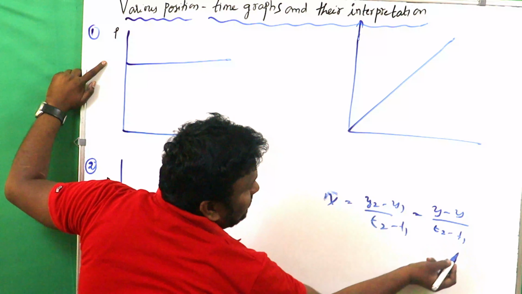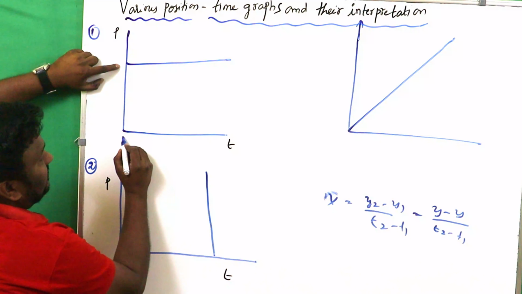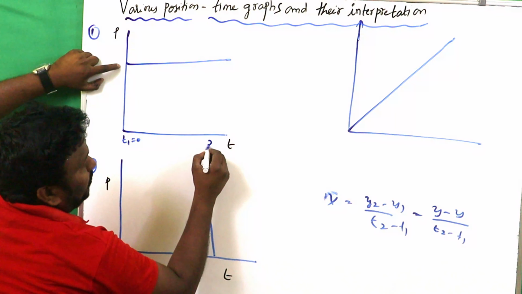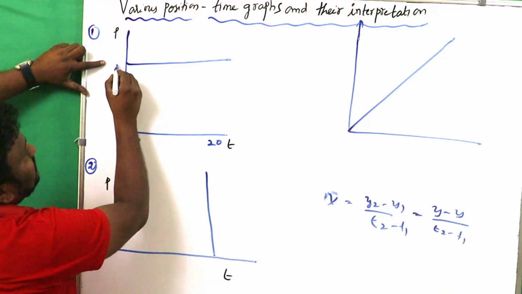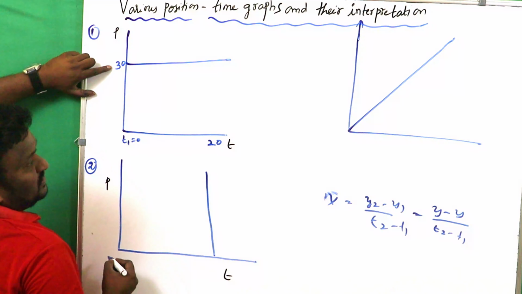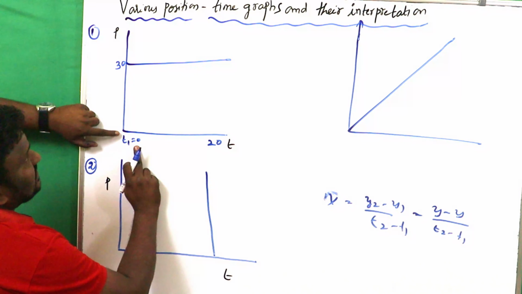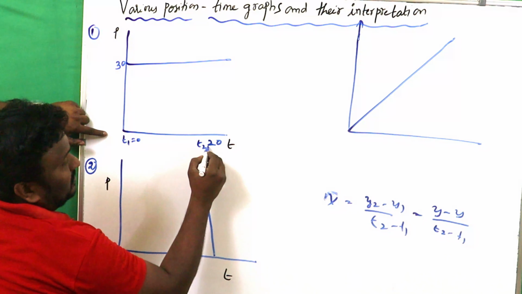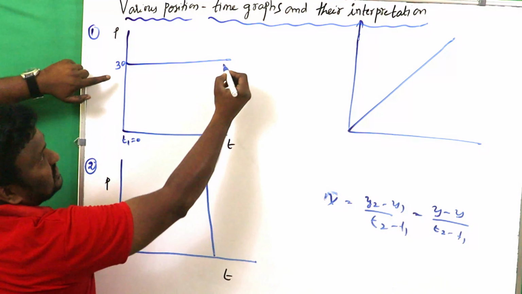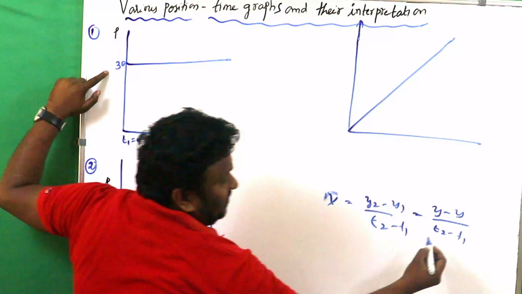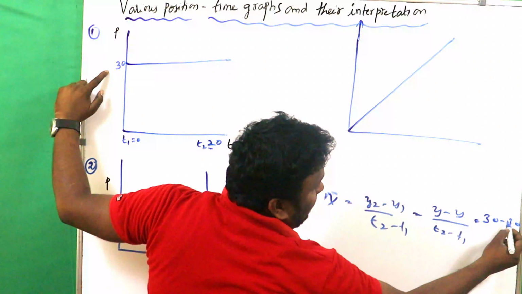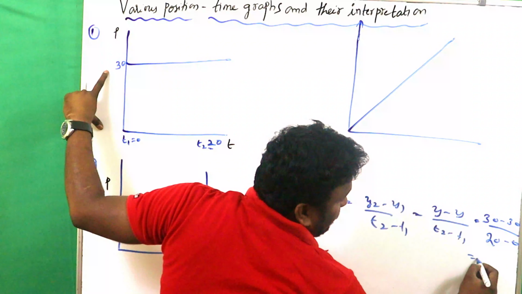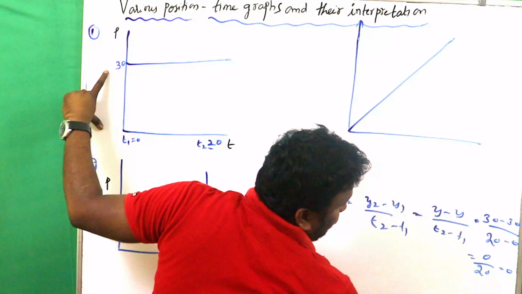That's why here y2 minus y1 is the same, so (y minus y) by (t2 minus t1). For example, I am going to say t1 is 0 and t2 is 20, and the position is 30. So at the time t equal to 0 seconds, its position is 30, and at time t equal to 20 seconds, it is also 30. That's what you have here: (30 minus 30) by (20 minus 0). So 0 by anything is 0.